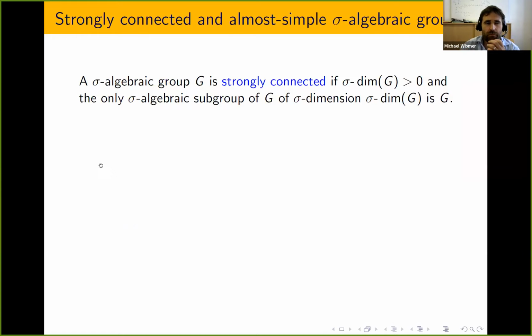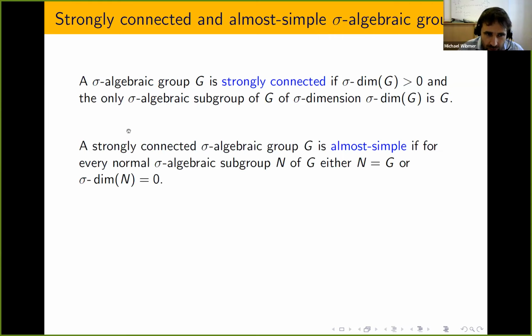Okay. Now working towards defining basic building blocks for building general difference algebraic groups, we say that a difference algebraic group G is strongly connected if it has positive difference dimension, and the only difference algebraic subgroup of the maximal difference dimension, so the sigma difference dimension of G, is G itself. If you know a bit about algebraic groups, then an algebraic group of positive dimension is connected if and only if the only algebraic subgroup that has the same dimension as the group is G. So there are different versions of connectedness for algebraic groups, but this is a rather strong one, and that's why it's called strongly connected.